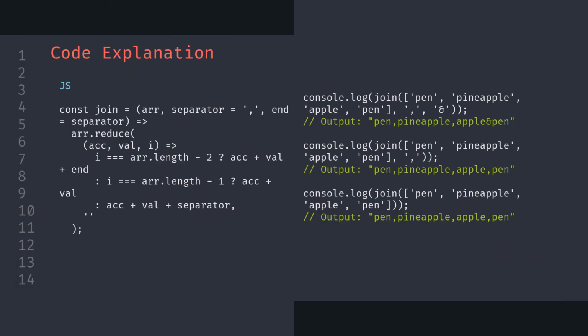This function efficiently joins an array to a string while handling custom separators and end separators. It checks if the current element is the last or second last, applying different separators accordingly. This makes it flexible and adaptable for various use cases.